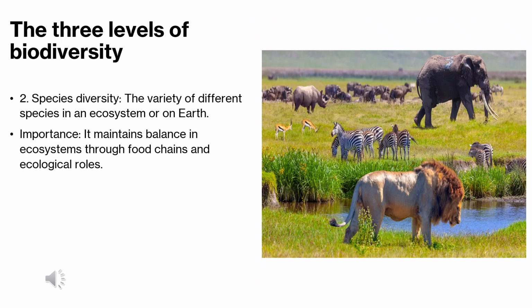Species diversity, the variety of different species in an ecosystem or on Earth. Example: the Kruger National Park shows high species diversity because it is home to many different species such as lions, elephants, rhinos, giraffes, zebras, and hundreds of bird species. Importance: it maintains balance in ecosystems through food chains and ecological roles.